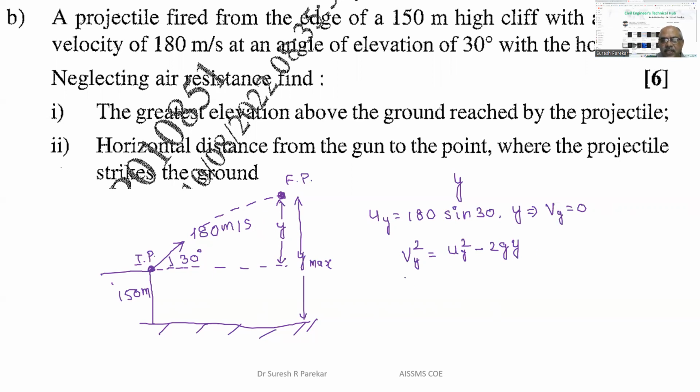So from this we will get 0 equal to 180 sine 30. So we have this 180 sine 30 is 90 meter per second. So I will directly use 90 square minus 2 into 9.81 into y, and from this I will get y is equal to 90 square divided by 2 into 9.81, 412.84 meters. So we have y is equal to 412.84 meter.